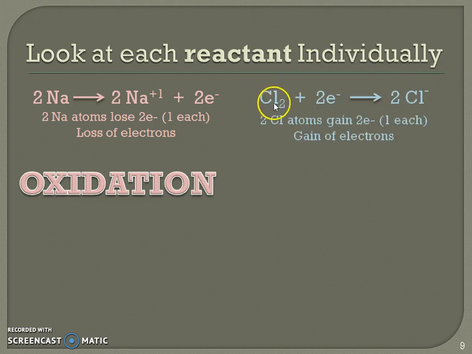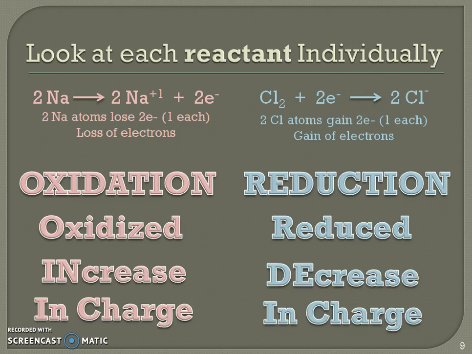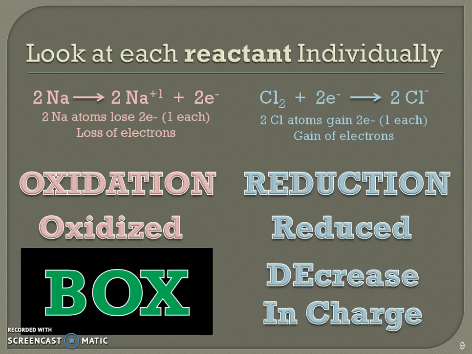Again, we have 2 chlorine atoms, the Cl2. It has to gain those 2 electrons in order to become 2 Cl minuses. So we need to really understand where those 2s are coming from and why we have 2 electrons. And again, that's going to be reduction. So oxidized, reduced, increase in charge, decrease in charge. Box. You know me, I always like the box. To me, whenever I think about the box, it's getting bigger in charge, oxidation.